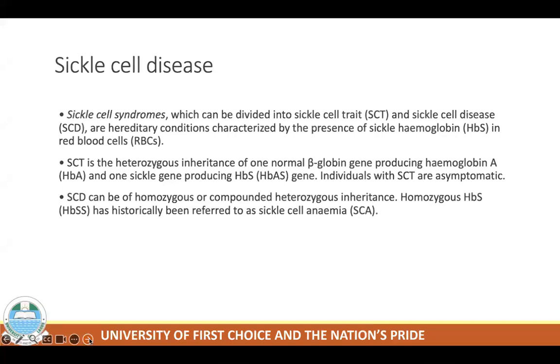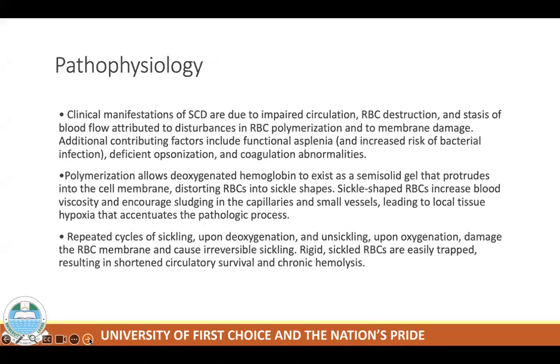Now, let's quickly look at the pathology. That's the disease pathway. Clinical manifestations of sickle cell disease happen because of impaired circulation, red blood cell destruction, and stasis of blood flow attributed to disturbances in RBC polymerization and membrane damage. So there can be clumping of sickled RBCs leading to impaired circulation. Polymerization, just a minute, please.